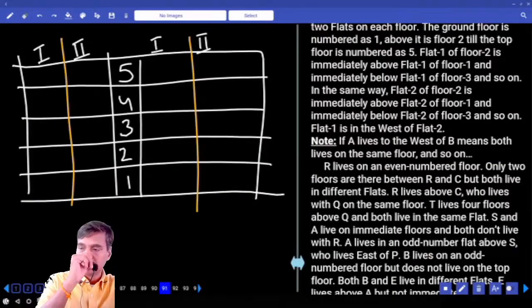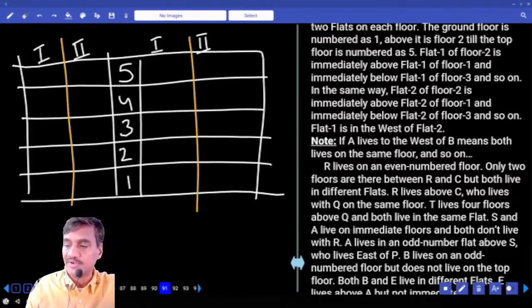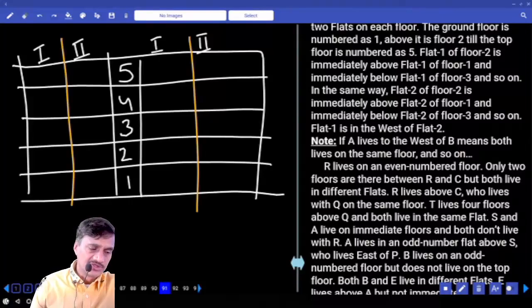Then coming to condition number 1. R lives on an even numbered floor. Even number floor means second, isn't it? R lives either on the second floor or fourth floor, isn't it? R lives on an even number floor, only 2 floors between R and C, but both live in different flats. R lives above C. As R lives above C, why I have read that information చెప్పండి.